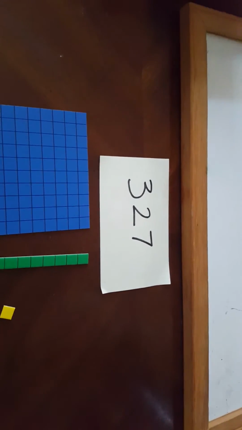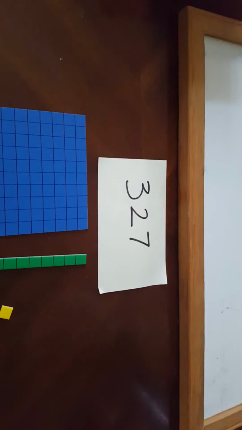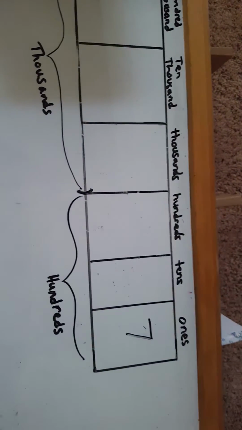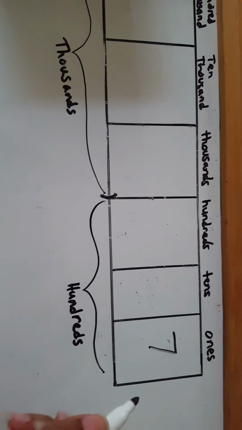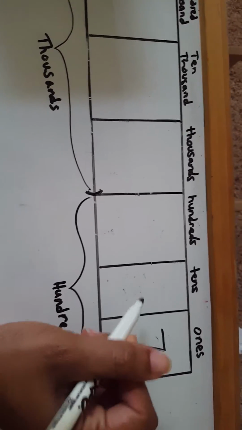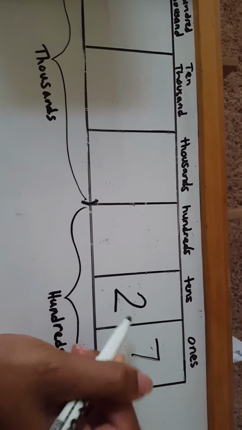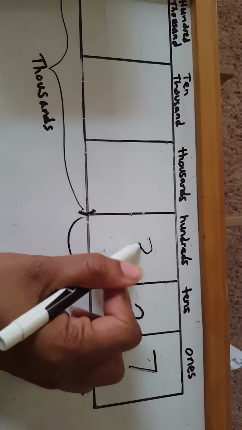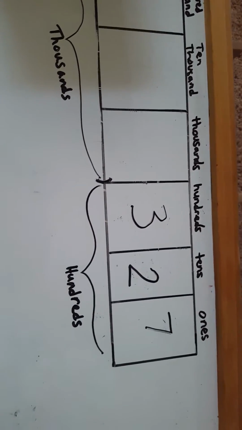327, we can put that number on a place value chart to really understand the place that each digit is in. So here we have a place value chart. And as we said, our number is 327. So we have a 7 in the ones place, the 2 in the tens place, and a 3 in the hundreds place for 327.